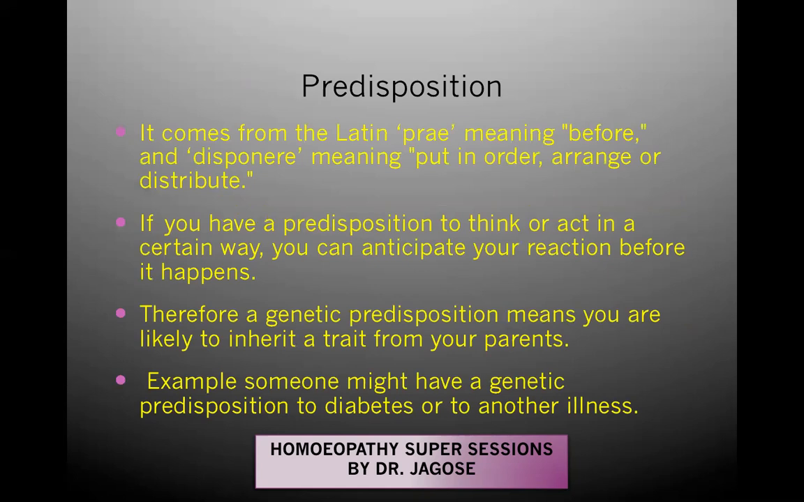It comes from the Latin pre, meaning before, and disponere, meaning to put in order, arrange, or distribute. So it is a Latin word saying that there is something which is occurring before, which you have to give importance to. If you have a predisposition to think or act in a certain way, you can anticipate your reaction before it happens. So therefore, if you have a predisposition, if you think in a certain way or if you act in a certain way, that means what?